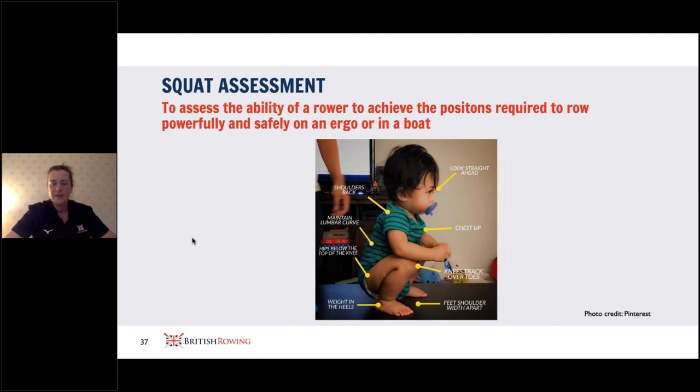If you think about the points we've got there, they're looking straight ahead, the chest is up, knees tracking over their toes, feet shoulder width apart, weight in heels, hips below the top of the knee. They're maintaining that lumbar curve and their shoulders are back. So squatting, whilst it is a lower body exercise, what your chest is doing is very important as well.